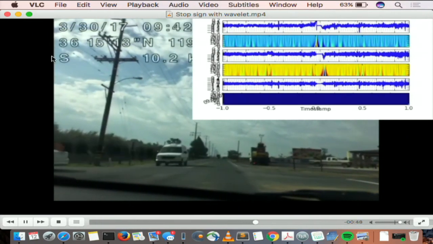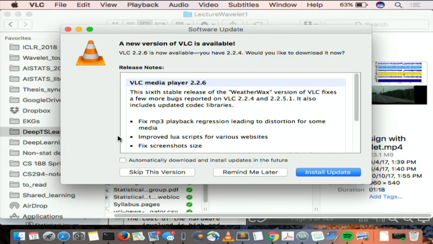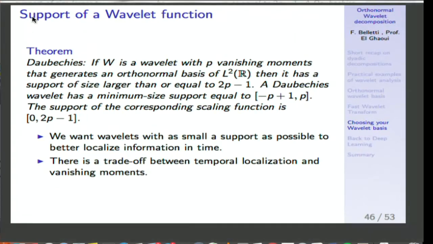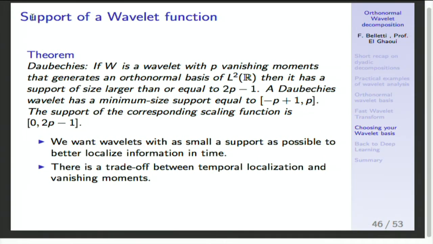So on top of wanting vanishing moments, I would also like my wavelet to have a compact support, and preferably a support as small as possible, so that when I have localized features of my time series in time, they're also captured in a localized manner in the wavelet domain.